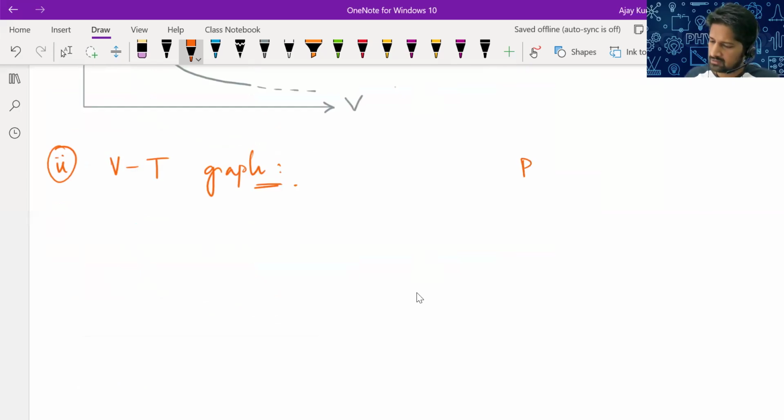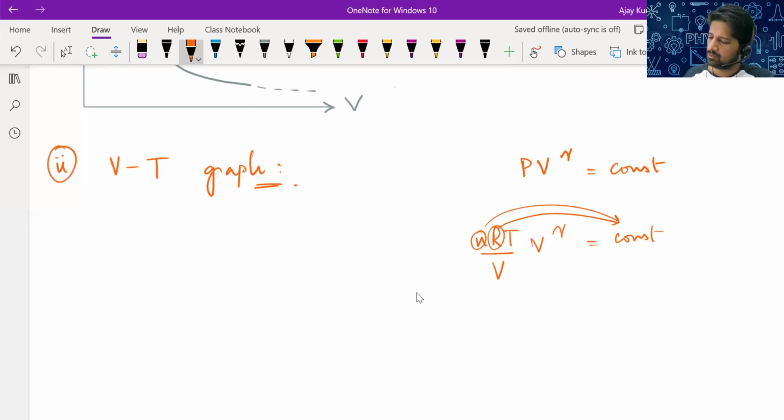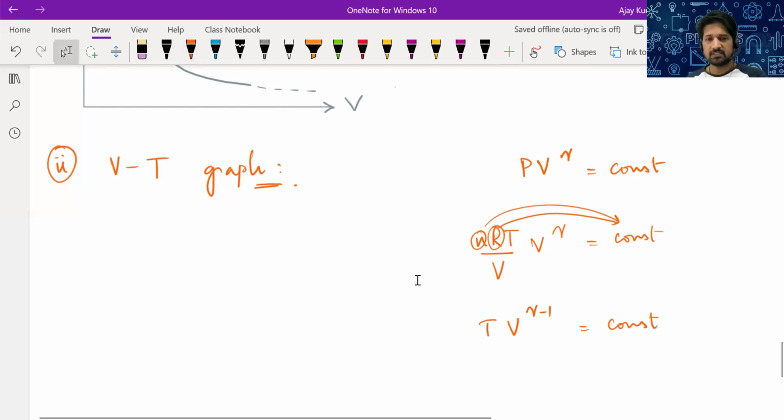In an adiabatic process, we have proved that PV^gamma will be constant. Now this relates pressure and volume, but we need a relation between temperature and volume. How to do that? In place of P, you can write nRT divided by V from the ideal gas equation, multiplied with V^gamma is equal to constant. n and R are anyway constants. Merge them with the constant on the other side. What will you be left with? Temperature into V^gamma divided by V, that is TV^(gamma-1) is equal to constant. That is the governing equation for the TV or VT graph. Gamma is greater than 1.